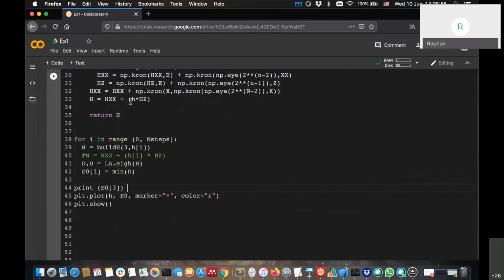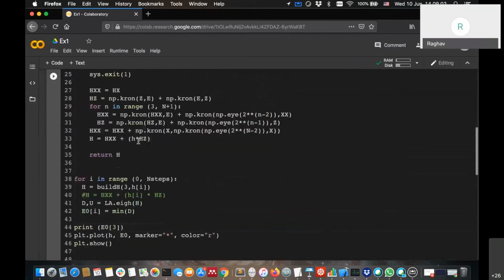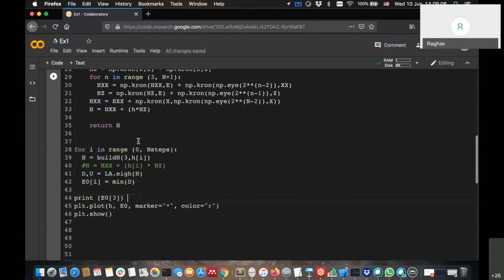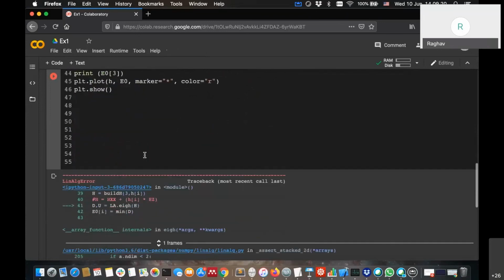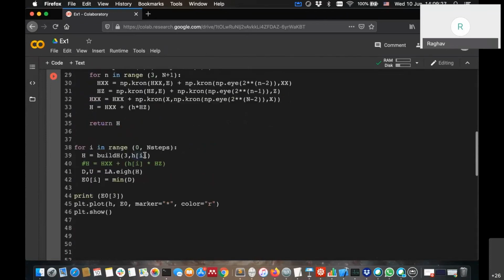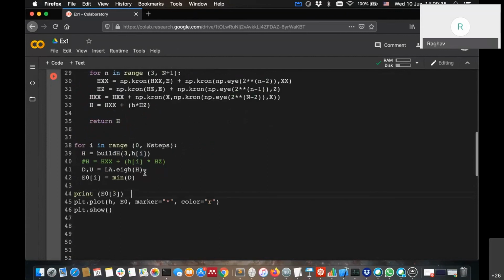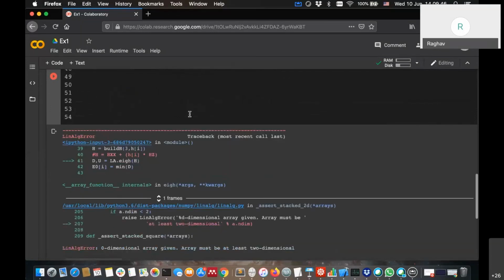So we write down some function which we call build H. Let me just show you first that for n equal to 3, both of them give the same answer. If both give the same answer for n equal to 3, we know as a check that what we have written in the function is correct. So let me run this with the build H function and see what I get. Okay, what is the error? Let's see, I get the minimum of this, return H. There's an error.